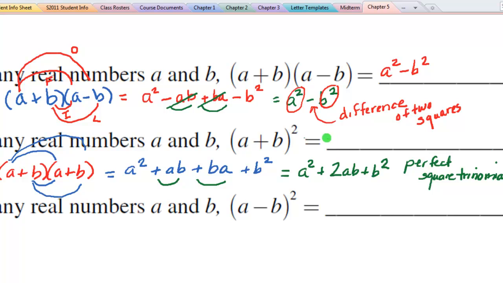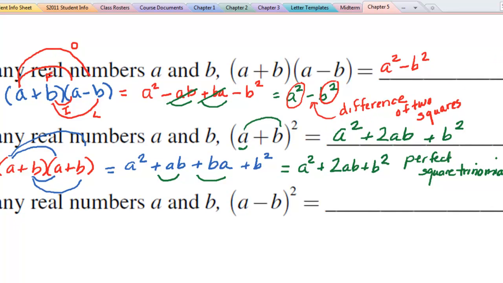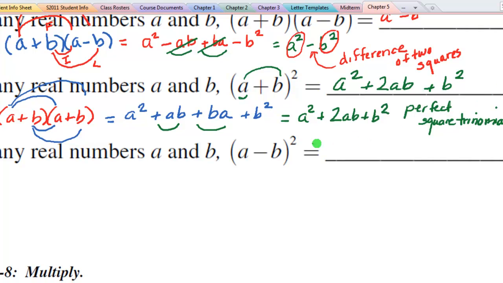The first term of the trinomial is this term squared. Then the middle term is take the product of these two, ab, and then take two of those, so plus 2ab. And then the last term is this term squared. So that allows you to do this special product in your head if you know that pattern, and then you don't have to FOIL. Okay?